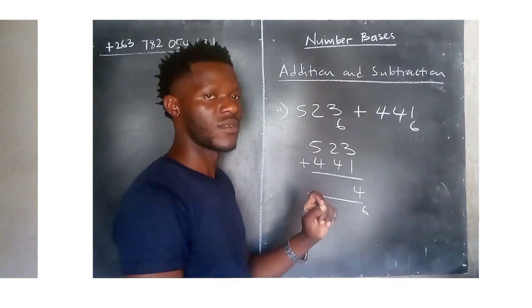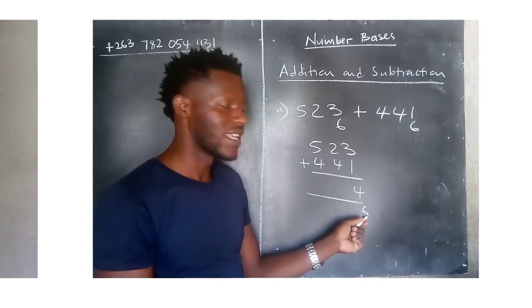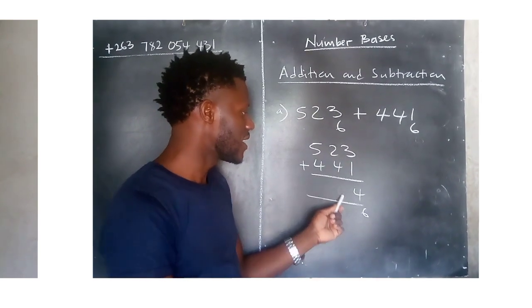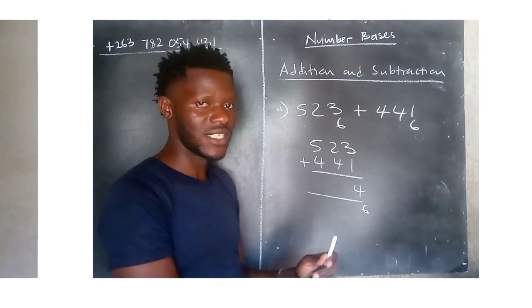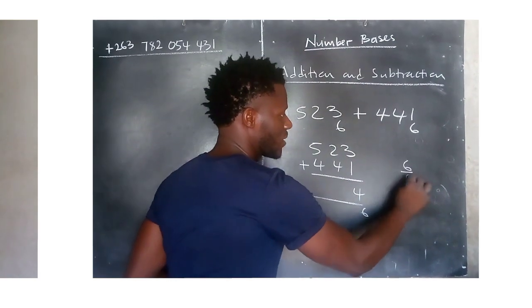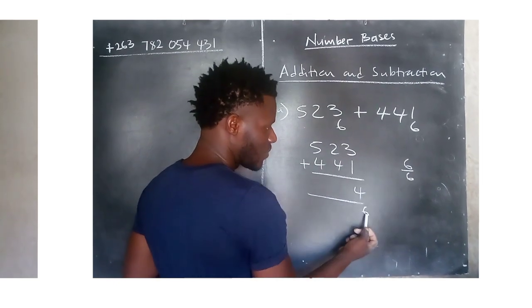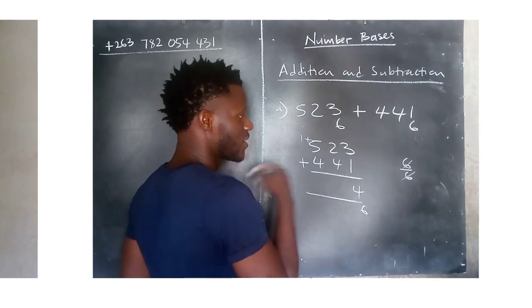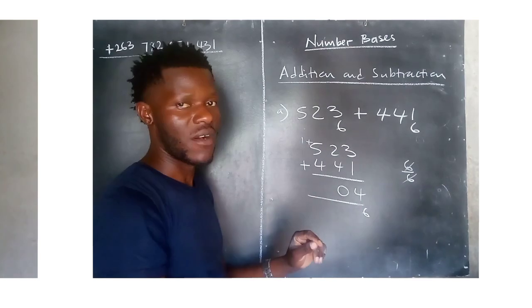2 plus 4, we get 6. Now, remember, these values must be smaller than the base. So the sum of 2 and 4 is giving us 6. It's incorrect to have 6 here. So when the sum of the upper and lower digits is greater than or equal to the base, you divide the sum by the base. 2 plus 4, we have 6. So we are going to divide that 6 by the base. 6 into 6, carry forward the answer, 1. 6 into 6, 1, remainder 0. The remainder will be our answer.